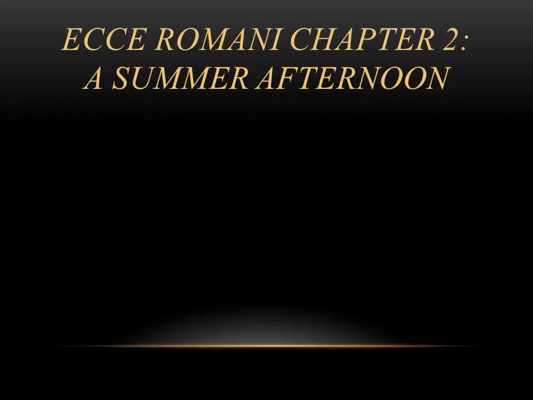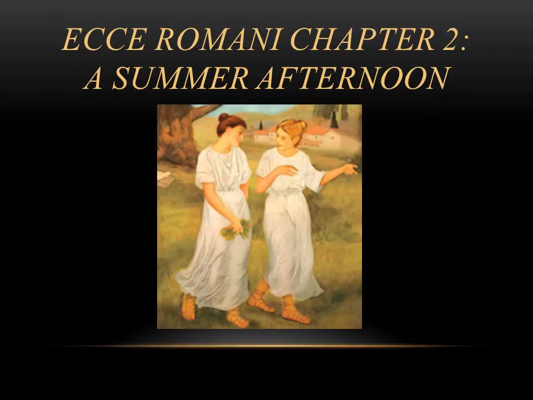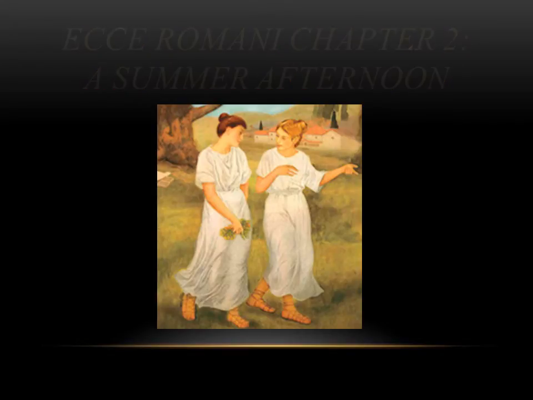Hey guys, in this video we're going to be looking at Chapter 2 of the Ecce Romani textbook titled A Summer Afternoon. In this chapter you're going to pick up with the story of Cornelia and Flavia, and you're going to get a better sense of what they're doing in the fields. The grammar for this chapter is going to be looking at Latin subjects and verbs, which are a critical building block for everything we're going to be doing in the rest of our time studying Latin.